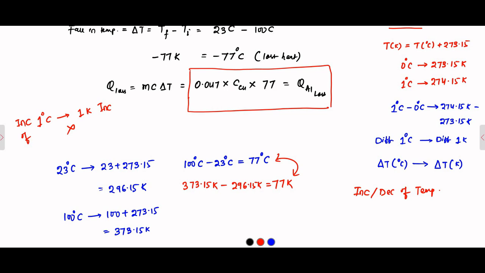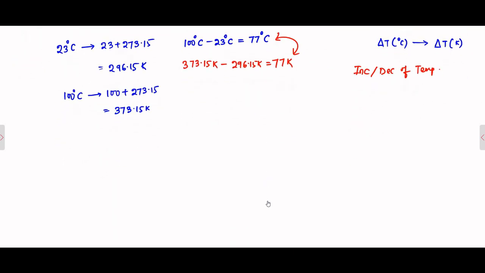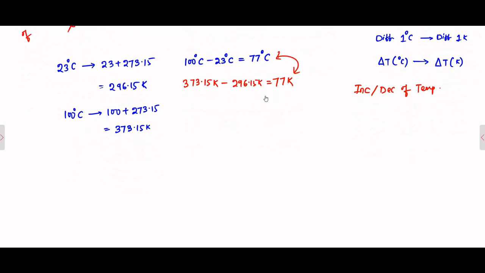Okay, so that is very important to understand. So from now on, mostly we will be dealing with Kelvin and Celsius. So directly we'll use the temperature difference in Celsius. So this is heat lost by the copper.